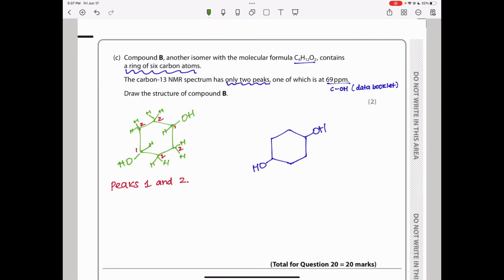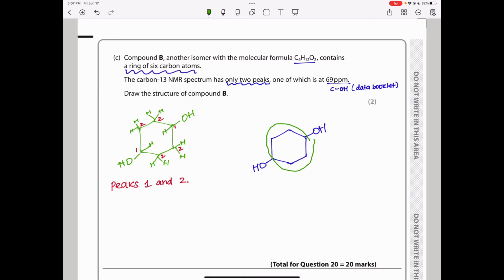Lastly, it says compound B, another isomer with a molecular formula C6H12O2, contains a ring of 6 carbons. They say the carbon 13 NMR spectrum has only 2 peaks, one of which is at 69 ppm. So they say draw the structure of B. Of course, they've told you it has a 6-carbon ring, so you begin by drawing the ring.